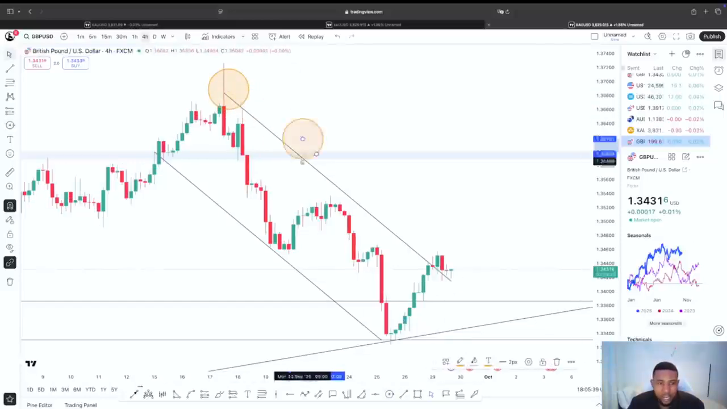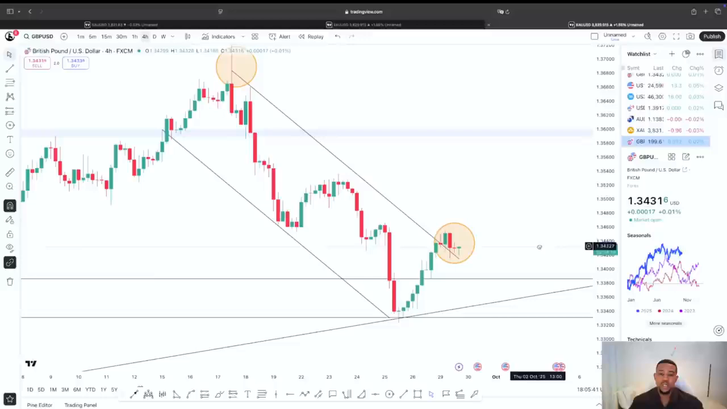GBP/USD likes to do fake outs, right? This can be a potential fake out if we rush to take any decisions in the market, guys, right? The market can just simply fake us out and push towards the downside. We need to be very wary when it comes to that.